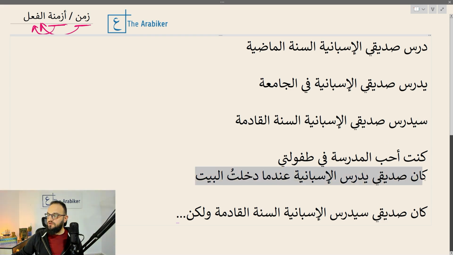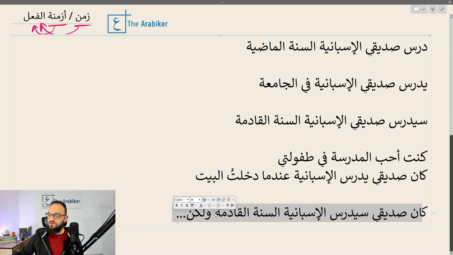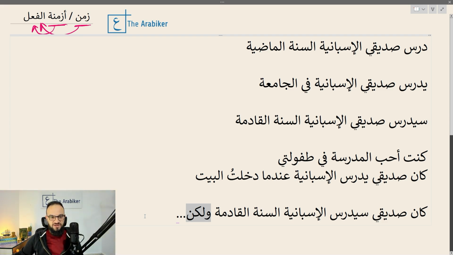For example here, we will say كان صديقي بيدرس الإسبانية, and عندما is not common in dialect, we use لما دخلت البيت. For example here as well, القادمة is not really a common word in dialect. We use الجاي, السنة الجاي, next year. Also ولكن, you might have heard of بس in dialect, which also holds the same meaning, but. However, there's an exclusive particle that is used in dialect, not in فصحى, which is عم.